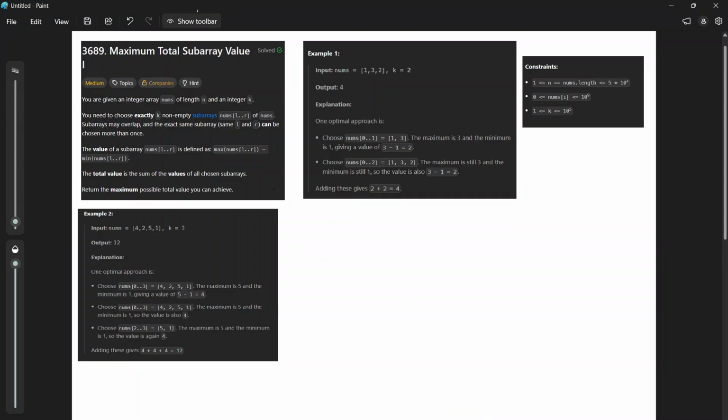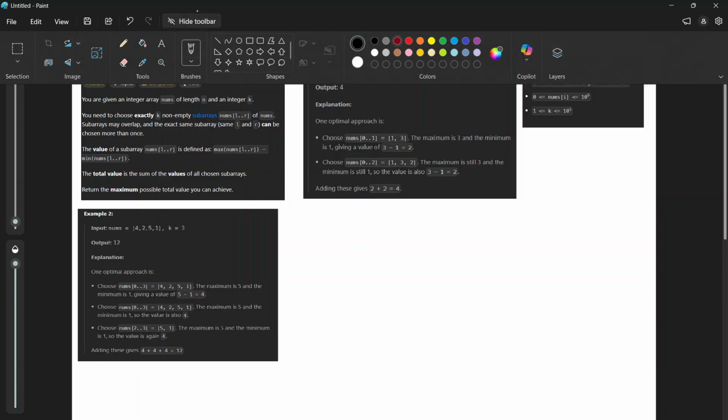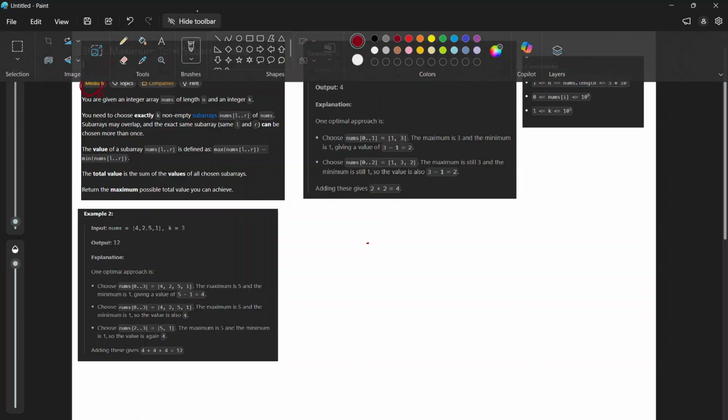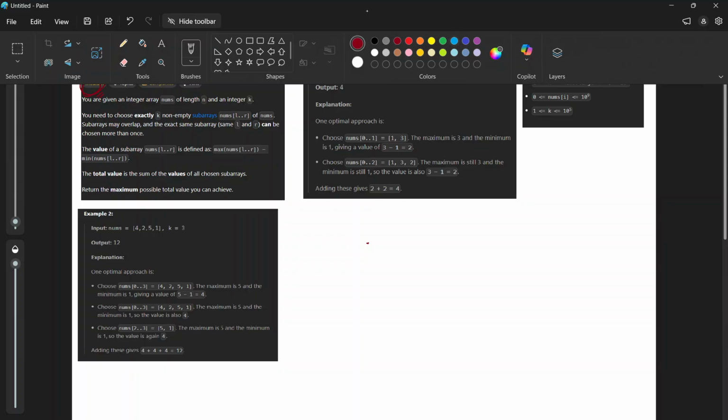In today's video, we are going to solve today's problem of the day, that is 3689, Maximum Total Subarray Value I. It's marked medium on LeetCode, but I can assure you that this question is not of a medium level. It's a very easy problem. Okay, first let us understand what this question is about.